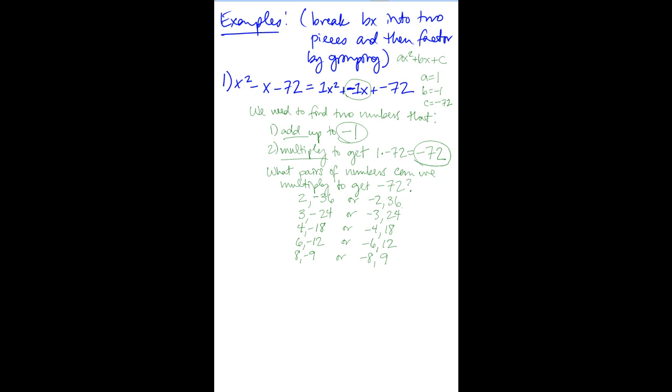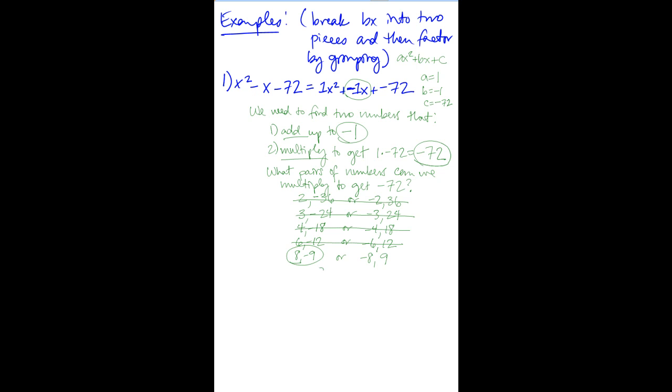We can rule out pretty quickly all of these ones here. These are not going to add up to be negative 1. Those are not going to add up to negative 1. These are not going to add up to negative 1. They're too far apart. But the 8 and the 9 are hopeful. They're 1 apart, and they have opposite signs. So when we add them, we can see that 8 plus negative 9 is going to give us negative 1.